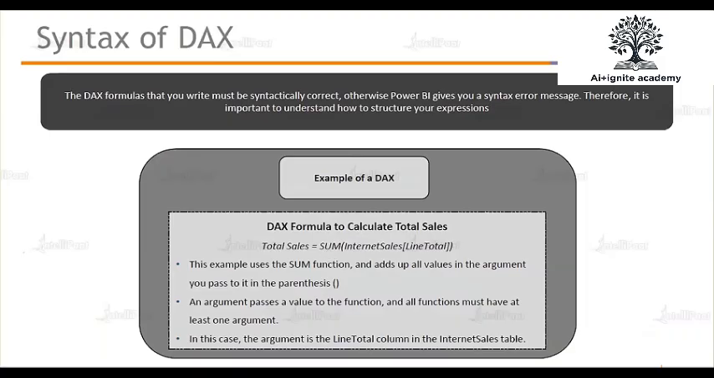Let's say I want to calculate the sum of the sales, and sales exists in my line total column. You can see inside the brackets is your column, and before that is your table name. So here Internet Sales is my table name, and Line Total is a column of the Internet Sales table, and I'm going to sum up the value of this line total. So this is very similar to Excel.